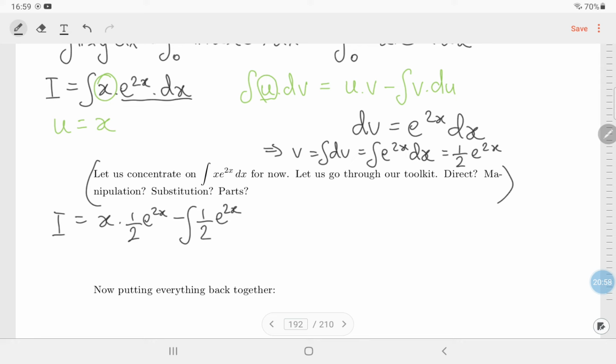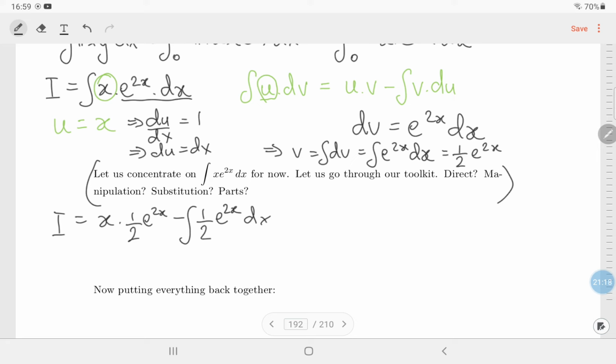Now what's du? Well, how you get du is you differentiate u. So differentiate both sides here. du dx is equal to, what's the derivative of x? 1, and multiply both sides by dx. du is equal to dx. But you can say if u is x, du is dx. That is, it does work.